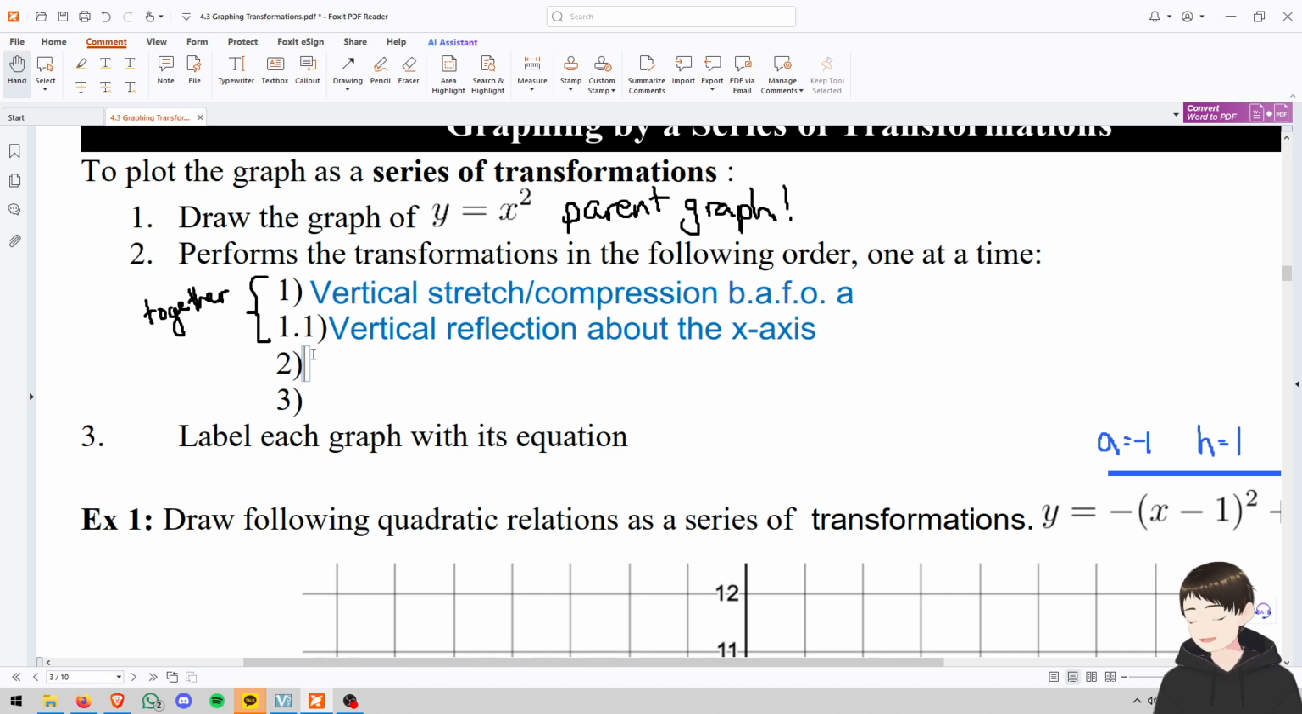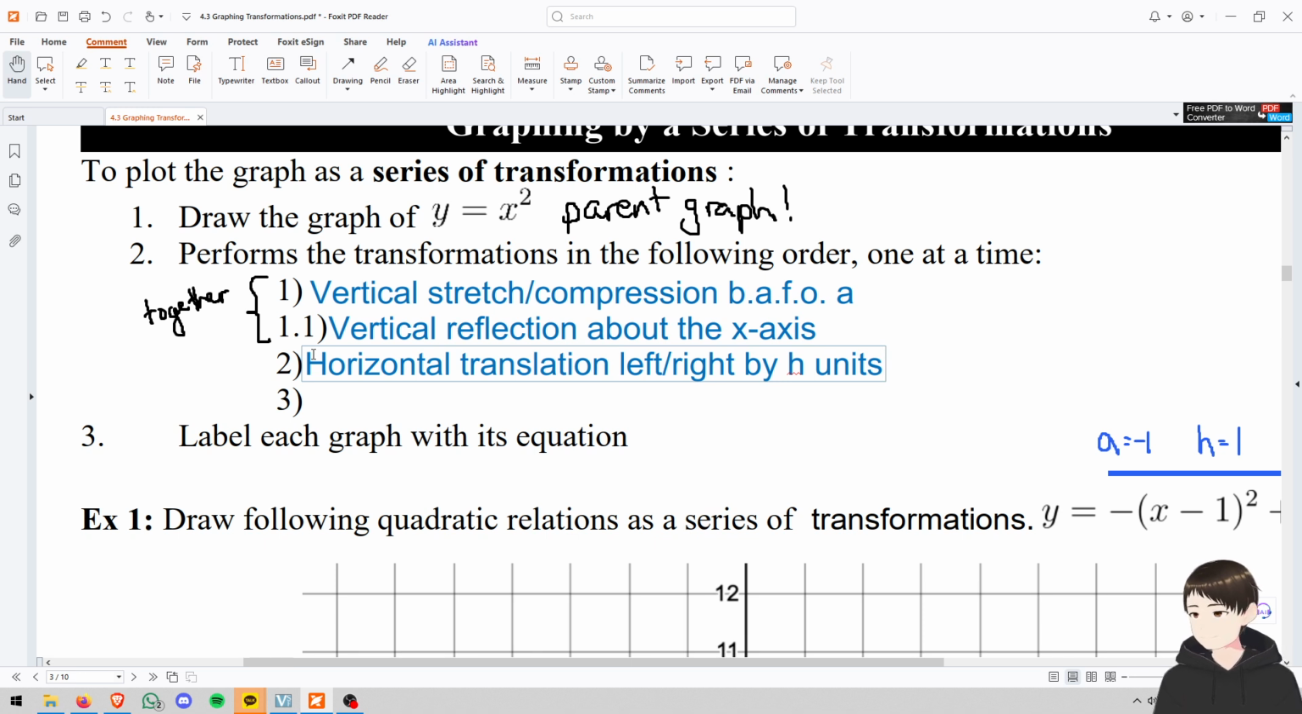Next, we will do the left right. We do a horizontal translation, aka a shift, left or right by h units. And lastly, vertical translation or a shift, up down by k units.